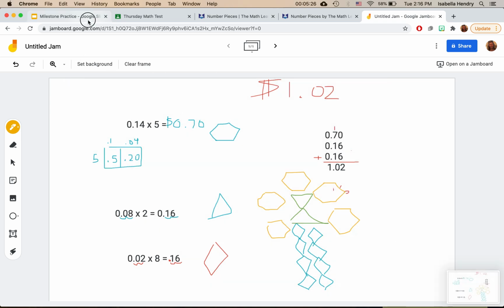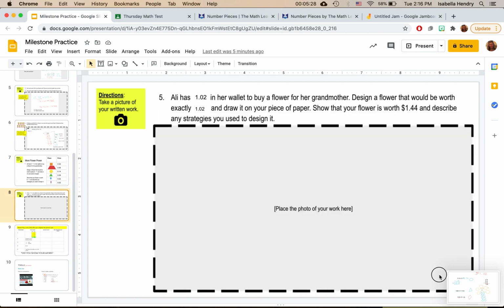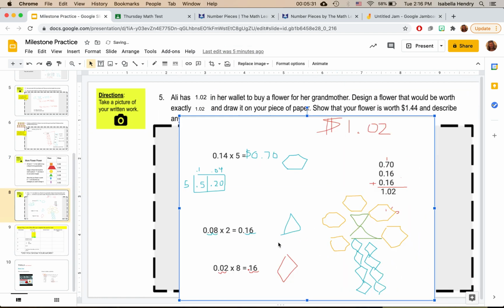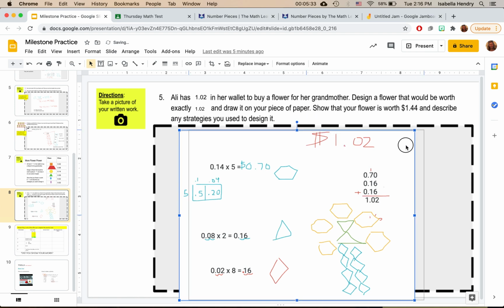$1.02. And again, last thing I do is I take a photo of my work and I put it right here where it says to put my work. So I make sure that I'm always showing my work.